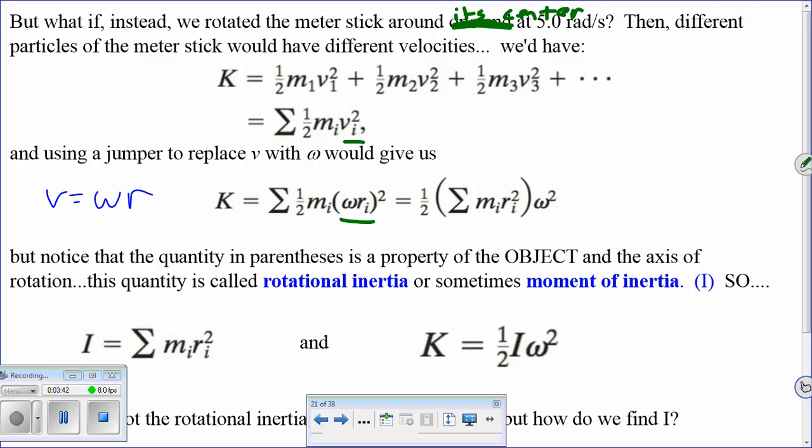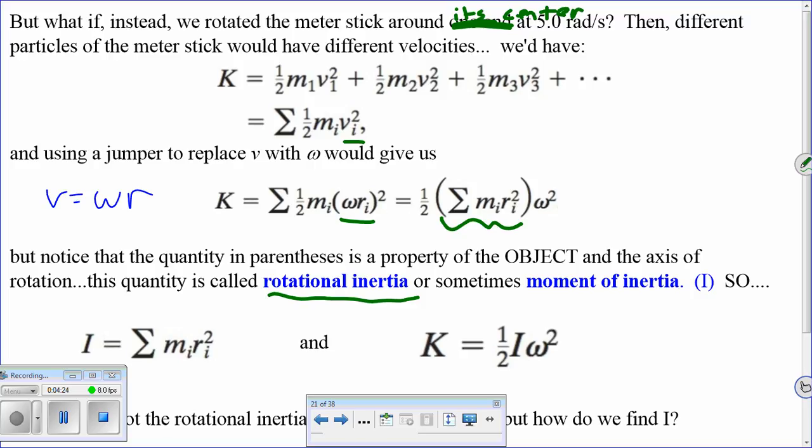Okay? So you can rearrange stuff. You can pull the 1/2 out, and you get this, 1/2 of this mess times omega squared. So, but notice, this mass and radius, that's a property of the object. This meter stick, as soon as I decide, all right, I'm going to pivot my meter stick around the center, those masses and those radii are predetermined, right? Because that's going to be determined by the shape of the meter stick, right? Okay? So we give this quantity here, the sum of the masses times their radii squared, for the meter stick, we give that a name. And that name is rotational inertia.